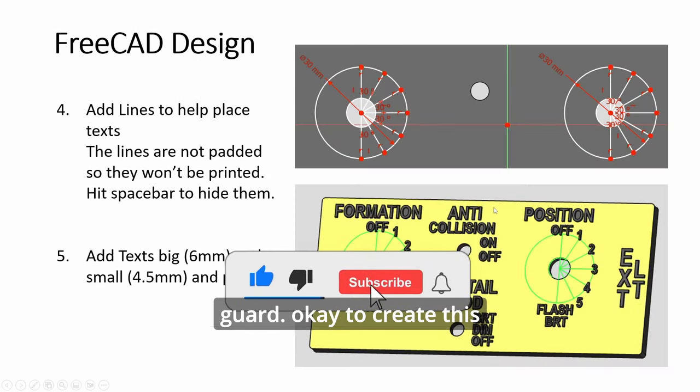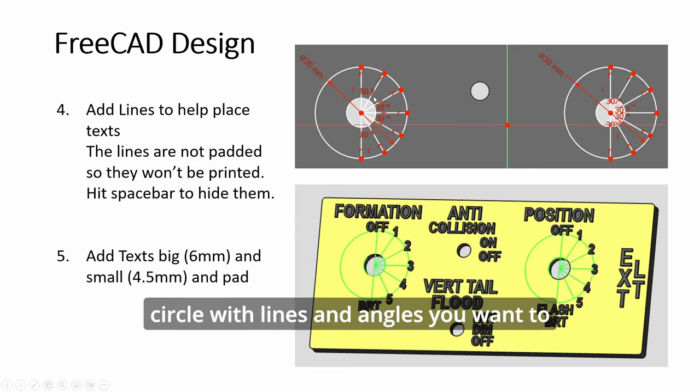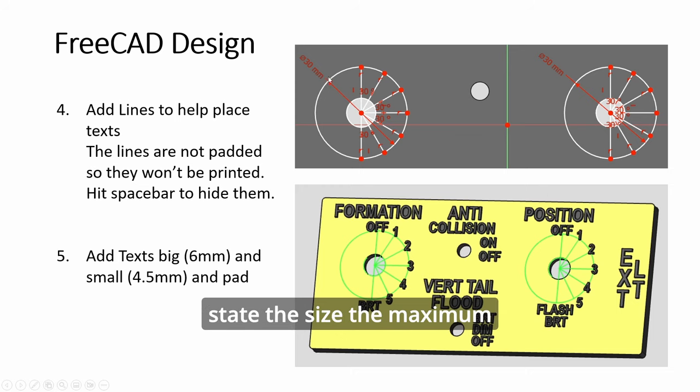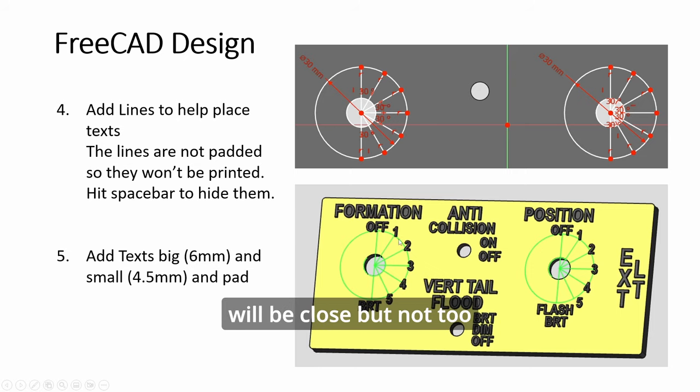Okay, to create this circle with lines and angles, you want to state the size, the maximum distance, maximum diameter of the knob. So the knob will be slightly smaller, but you want to have a circle of a size where roughly the text will be touching. That it will be close, but not too close to the knob.